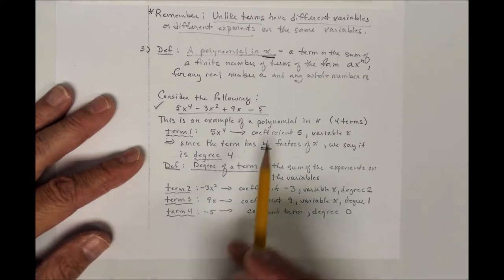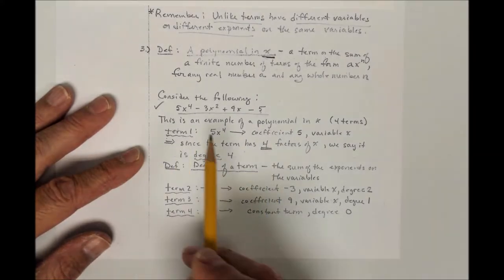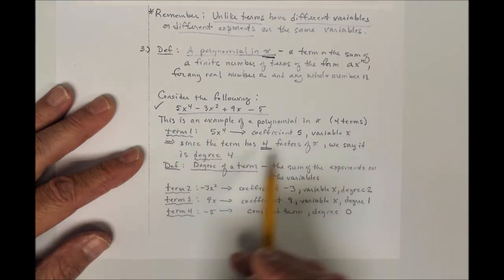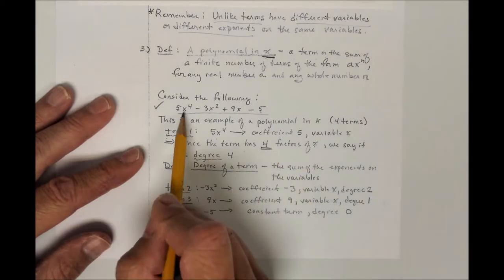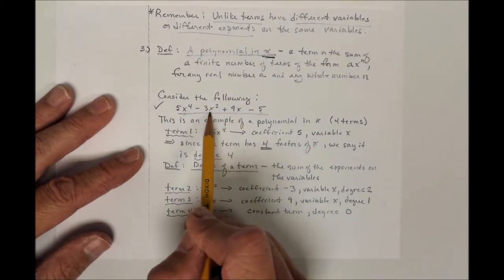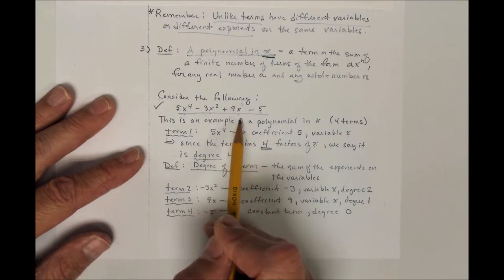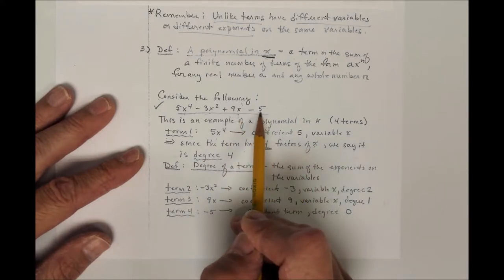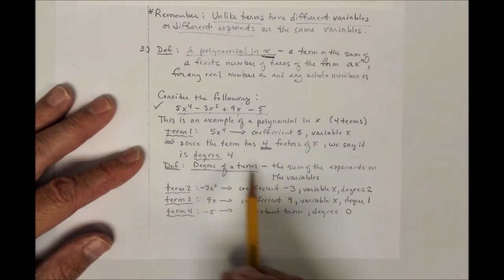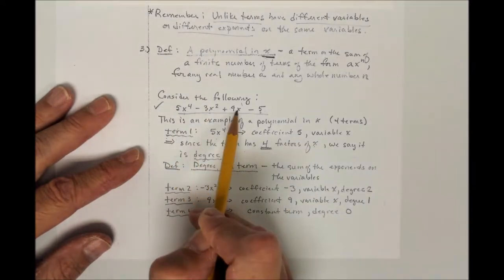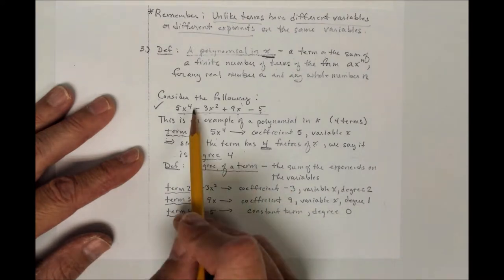Now, if your polynomial is only one term, it only has a single term here, okay? For like 5x to the fourth, that was the first term, the coefficient's 5, the variable is x. It has four factors of x. We say that this is degree 4 because it has four factors of x. We say this term has degree 2 because it has two factors of x. We say this term has degree 1 because it has one factor of x. And we say that this constant term has degree 0 because there are no x's. So the degree of a term is the sum of the exponents of the variables. Well, this only had one variable, this only had one variable, this only had one variable. So that's why it was just 4 and 2 and 1.